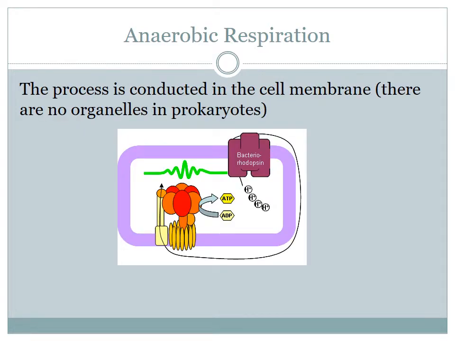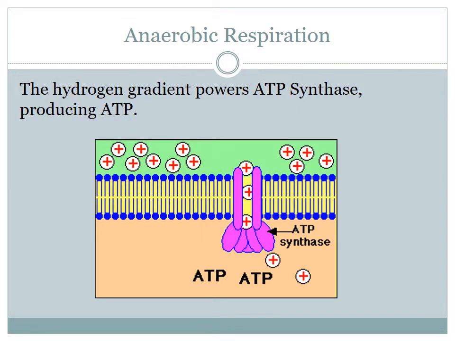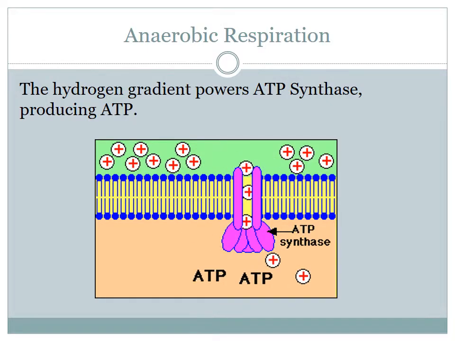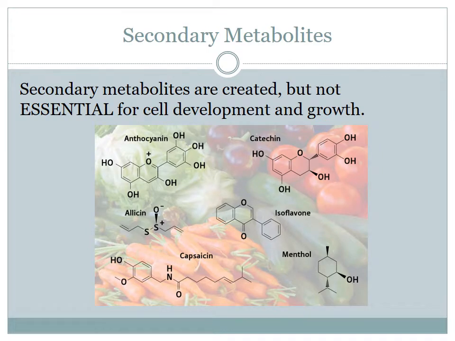So this is conducted entirely in the cell membrane, and it very likely evolved soon after we had real life on Earth. This was a use of the membrane in order to create energy to help the reactions occur for living organisms to survive. That hydrogen gradient is going to ultimately power ATP synthase. This is very, very common across the domains of life.